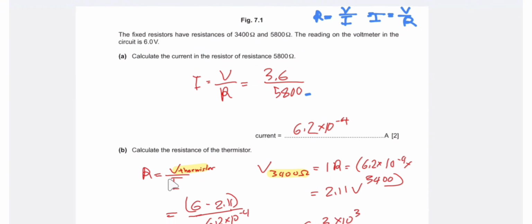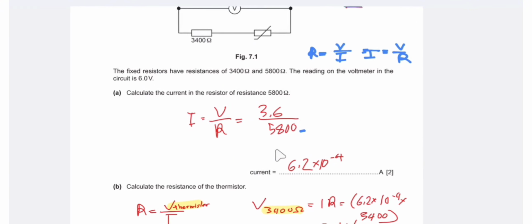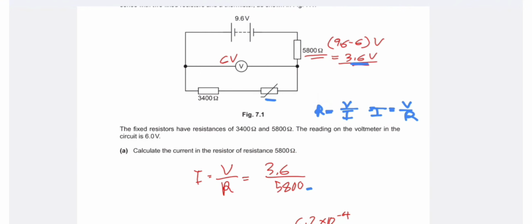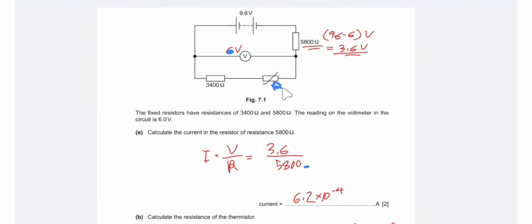Now calculate the resistance of the thermistor. So what is the resistance of this thermistor? Resistance of thermistor is equal to voltage by current. In a series circuit, since these resistors are arranged in series, the current is the same. And what is the value of current? The current is 6.2 times 10 to the power minus 4. So resistance is equal to voltage by current.